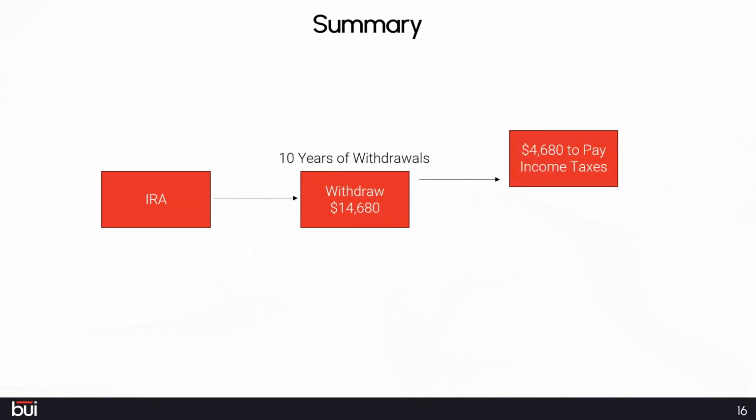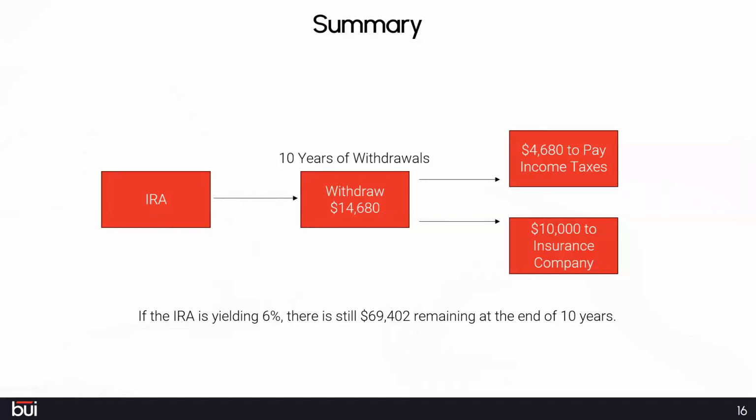$4,680 is put aside to account for taxes so that we're not increasing her annual tax bill. And then $10,000 is going to the insurance company. And assuming that she is leaving this money invested while she's making this withdrawal at a 6% hypothetical rate, there should still be a substantial balance left at the end of those 10 years. So $10,000 goes to the insurance company.